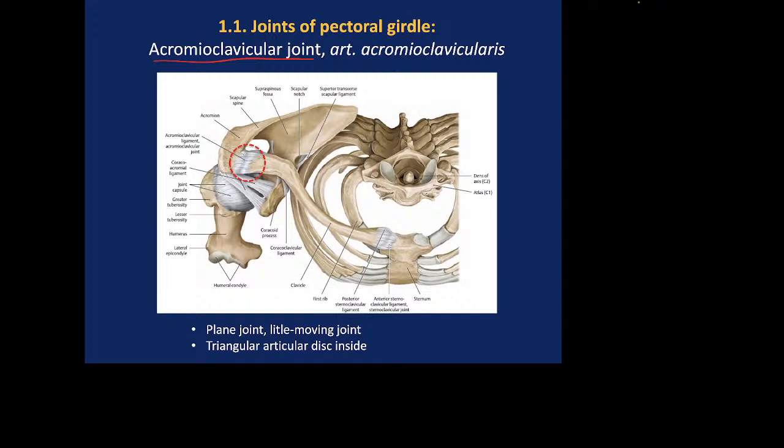It means that the joint cavity, or joint gap, is incongruent, and inside we find a triangular disc. This joint is plane and the movements are insignificant. They are performed mainly due to the elasticity of the cartilage. So usually we don't have large movement in both acromioclavicular joints.